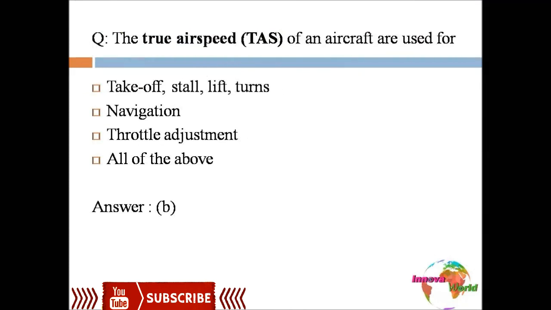Now comes the next question, the same pattern. The true airspeed, that is TAS, of an aircraft is used for what? What does true airspeed mean? That is a change in density with altitude. So when altitude comes in, that means we need to measure some height, we need some kind of navigation instrument. So when we need navigation, we go for the true airspeed. So the answer is B.